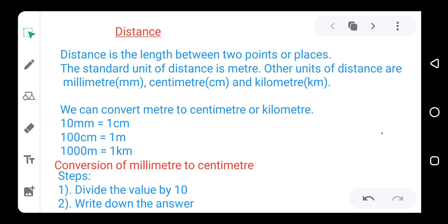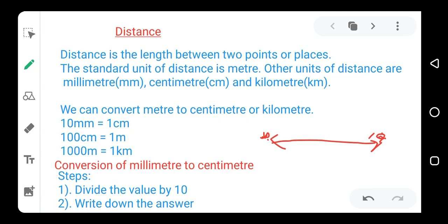Today we have a topic we call distance. Distance is all about the length between two things or the length between two places or points. If this place is a point and this place is another point, the distance or the length between these two points, moving from this place to this place, is what we call distance. The length between two points or two places.